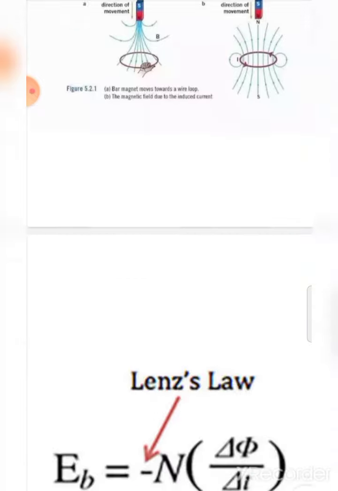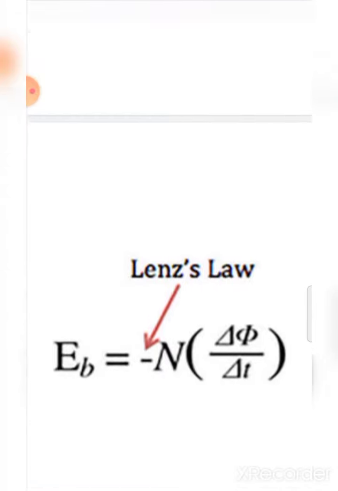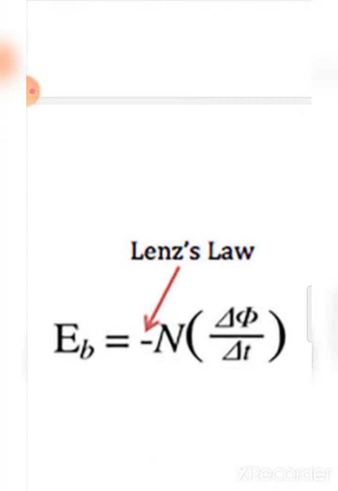Next we will see Lenz's law equation. The induced EMF E_B is equal to minus N into del phi divided by del t. Here my negative sign is due to Lenz's law. The important thing is Lenz's law is a consequence of the law of conservation of energy. There are so many practical illustrations for Lenz's law. Now, let us see one example.